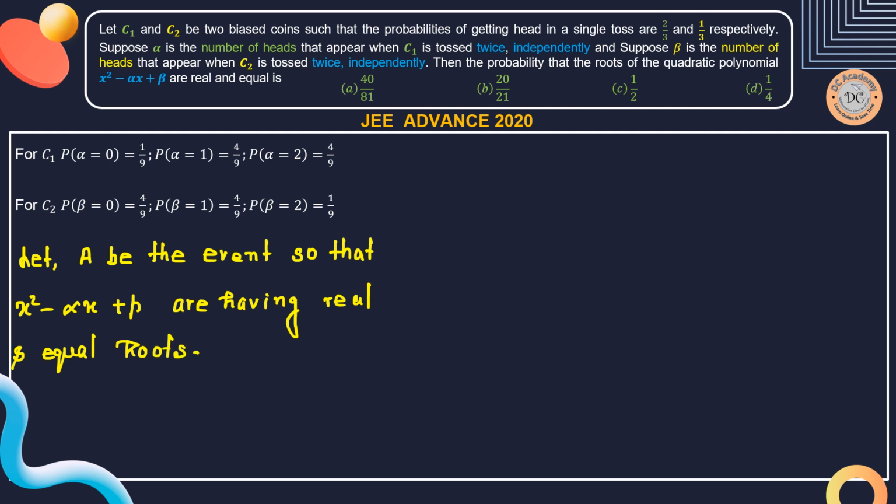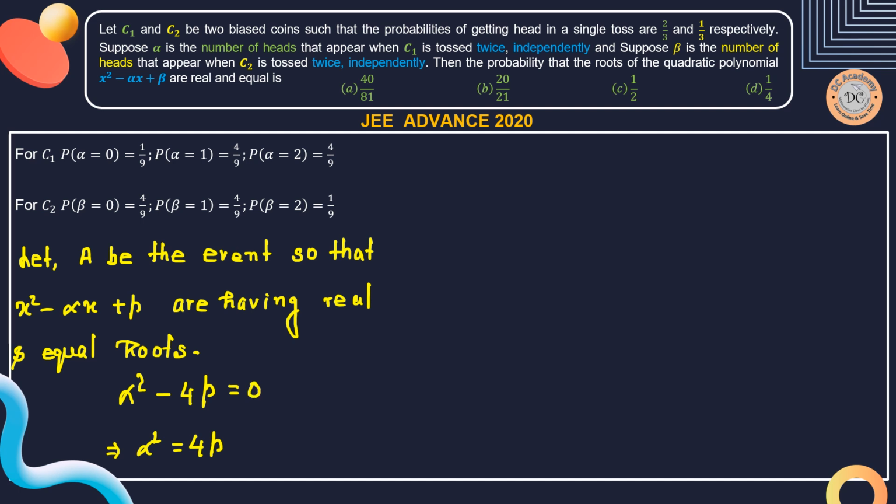Now, what is the condition of having real and equal roots? That means the discriminant of this particular equation is 0. What is the discriminant? b squared minus 4ac. What is b here? It is minus alpha, so alpha squared minus 4 times c, where c here is beta and a is 1. So b squared minus 4ac equal to 0 implies that alpha squared is equal to 4 beta. Okay, I said 0 but wrote 1, sorry, it should be 0.